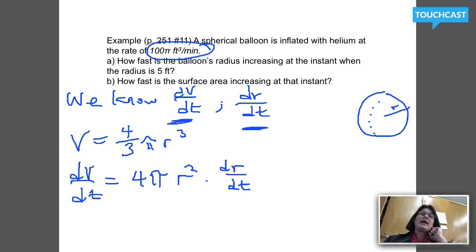And now I'm going to look at question A. How fast is the balloon's radius increasing? So I want to know dr/dt at the exact moment when the radius is 5 feet. So that tells me I can rewrite this equation. 4 pi times, let's see, I'm going to change color for things I know. I know that r, at this exact moment, it's okay to freeze the picture now because I've already taken the derivative. So I'm going to replace r with 5. I know dV/dt is the rate at which the volume is changing. That's 100 pi.